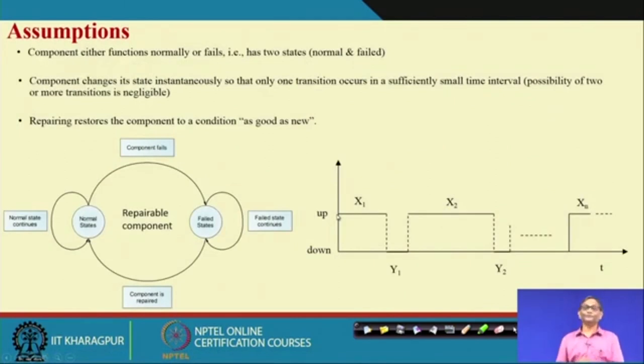This is known to you, I have discussed it earlier. We said that the component will be either in the normal state or the failure state. If it is in the normal state, it will continue in the normal state, or there will be a transition from the normal state to the fail state. When it is in the fail state, it continues to be in the fail state, and once it is repaired, it will go to the normal state. So, it is a two state system.